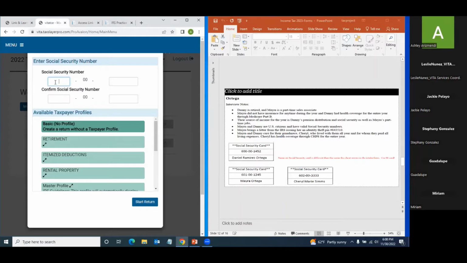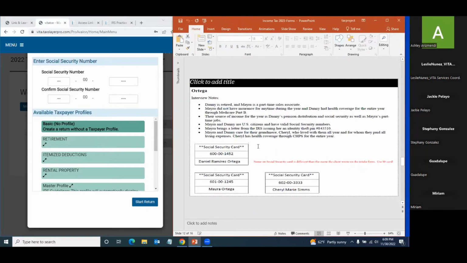Here, the head of the household would be Danny Ortega, right? We're going to enter his Social as you see it on the Social Security card, twice. Is there any way you can make the screen bigger? I can't see the numbers. I'm just trying to show both screens so you can all see where I'm going through. On the phone, you should be able to zoom in.